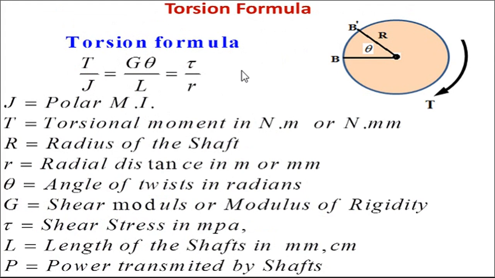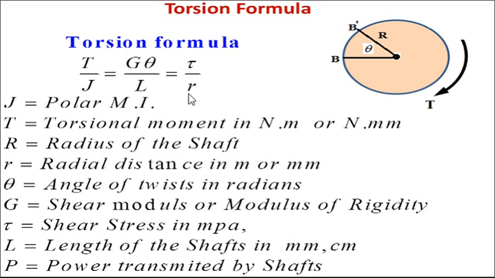Now here you have to first of all see the torsion formula. The torsion formula or torsion equation is T by J is equal to G theta by L equal to tau by R. Now what is J? Just as we have discussed, J is the polar moment of inertia, T is the torque. Torque is also called twisting moment. Torsional moment, twisting moment, torque, all are the same. It is a moment, so the unit will be Newton meter or Newton mm.